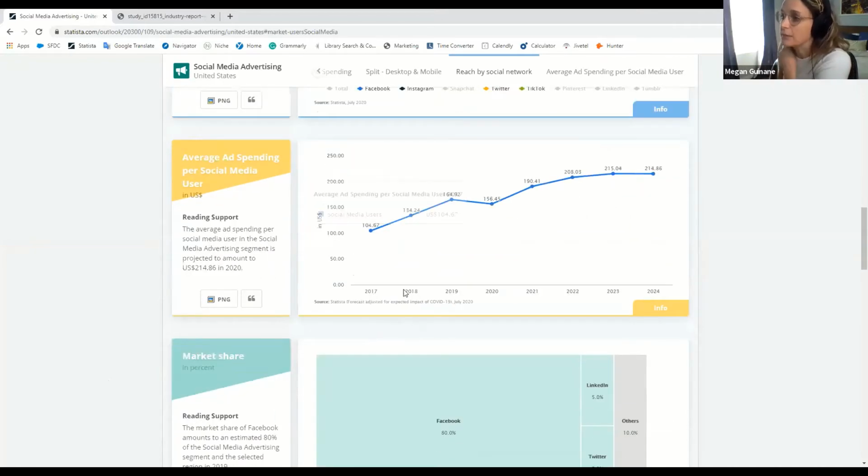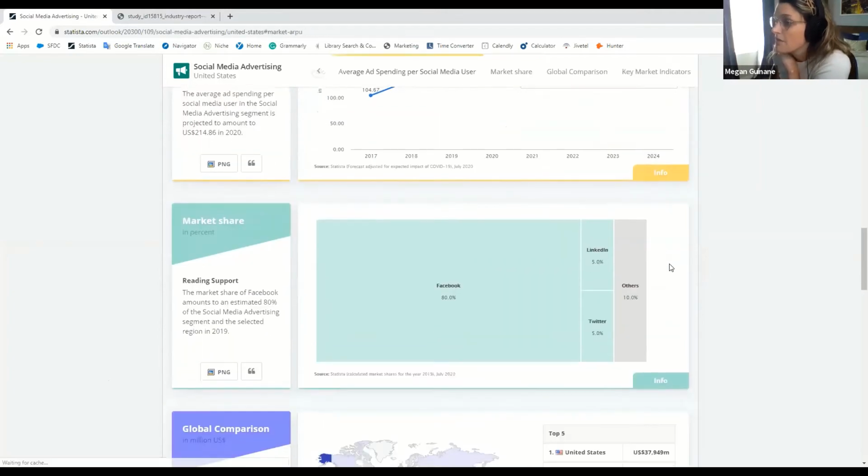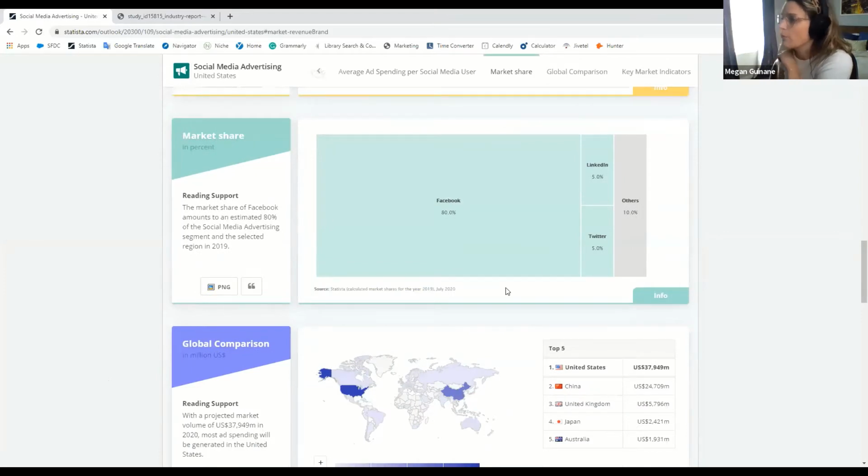Average ad spending per social media user. So this is in US dollars. The market share. So the biggest one is Facebook. So you can make that decision. Where do I want to have my social media advertisements? Where do I want to promote my store or my products? It looks like Facebook is the clear-cut answer.